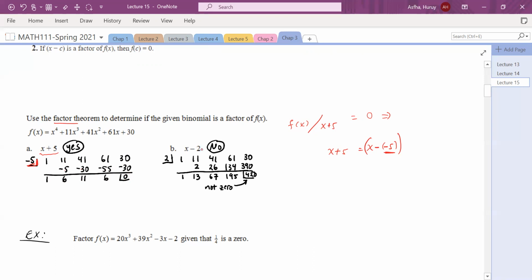So the remainder is 0, which means when we divide this function by x plus 5, the remainder is 0. Therefore x plus 5 is a factor of f of x. And similarly, we can divide the function by x minus 2. In this case, our c is positive 2. If we follow the same procedure, the remainder will be this number, which is not 0. So since this is not 0, by the remainder theorem, x minus 2 is not a factor of the polynomial function.